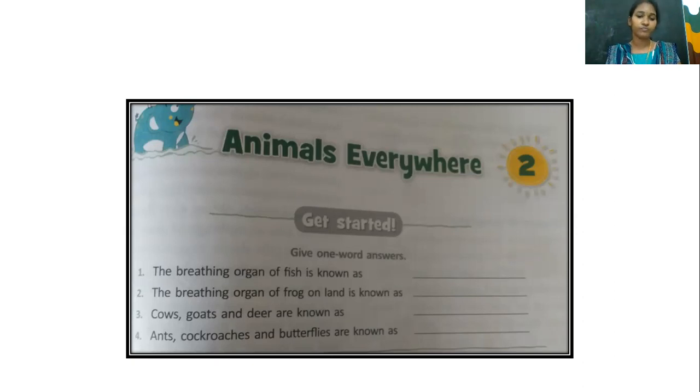Herbivorous means animals that eat only plants. Herbivorous animals is the name for animals that eat only plants. And fourth question, ants, cockroaches and butterflies are known as insects. Okay. Now you write these answers in your textbook.